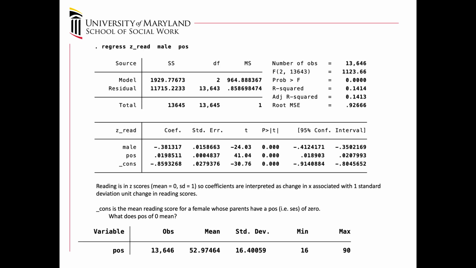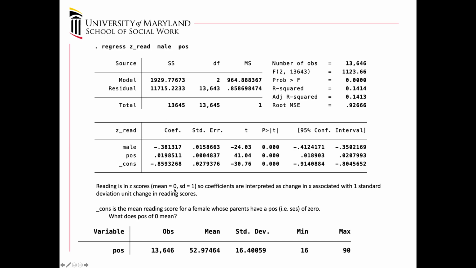So let's just run the basic model, right? We just have calculated a regression with male and this is the parents' status, the status of the parent's occupation, the highest parent's occupation. And so what we see here is the regression.